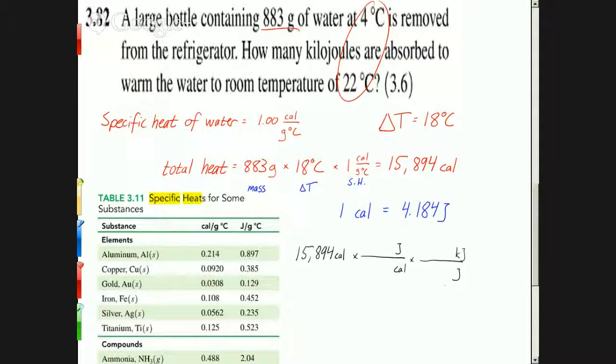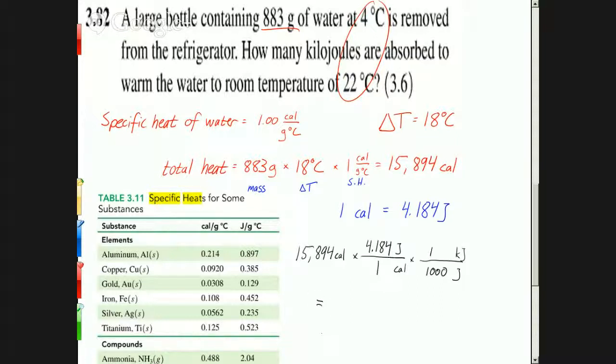So how many calories in a joule? We just wrote that down, right? 1 calorie is 4.184 joules. And then how many joules in a kilojoule? 1,000. That's one that we need to remember. There's 1,000 of anything in a kilo of anything. So to solve this, we're going to multiply 15,894 by 4.184, divide by 1,000.